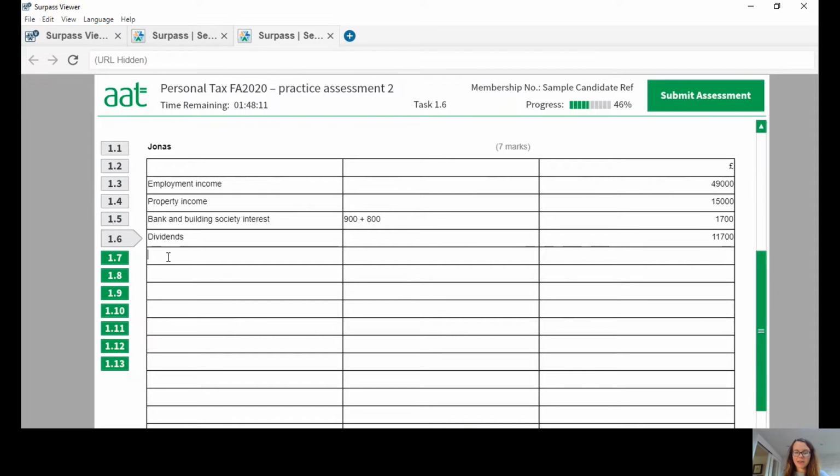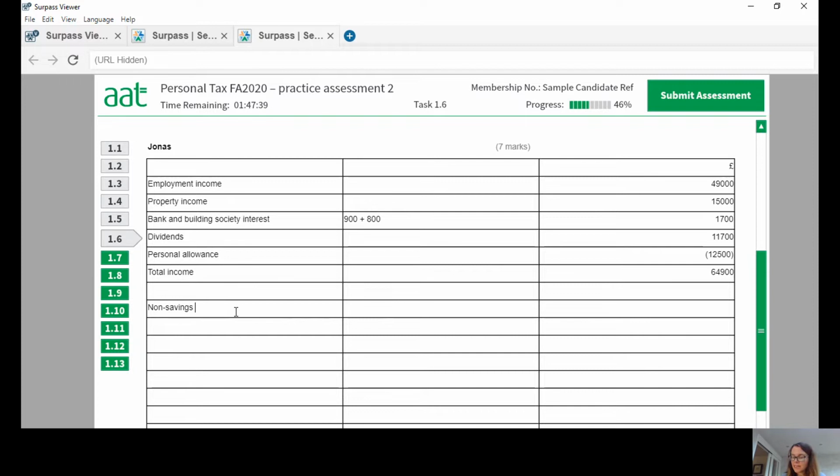And then think about the personal allowance. So if I was to add up all of those, I can see it's not going to exceed 100,000. So there's no adjustment required to the personal allowance. So 12,500 to give me my total income. So add all of them up, take away the personal allowance, comes to 64,900. Leave a gap, start working out the tax.